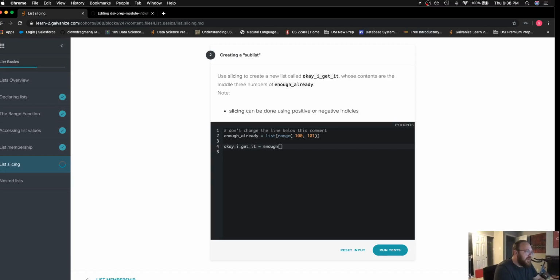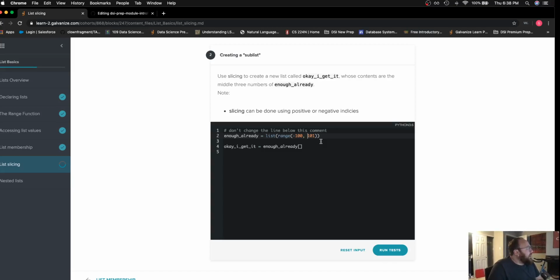And I was told that that list is going to be a sublist of our original list, Enough Already. Here we see that we have negative 100 as our starting term for our range object and 100 for our ending term. Again, we're stopping right to the left of that 101, so it does not include 101, it does include 100. So we know that our three middle numbers are going to be, the first one's going to be negative one, the second one is going to be zero, and the last one is going to be positive one, because this list is symmetrical and will be centered around zero, if I'm thinking about this correctly.